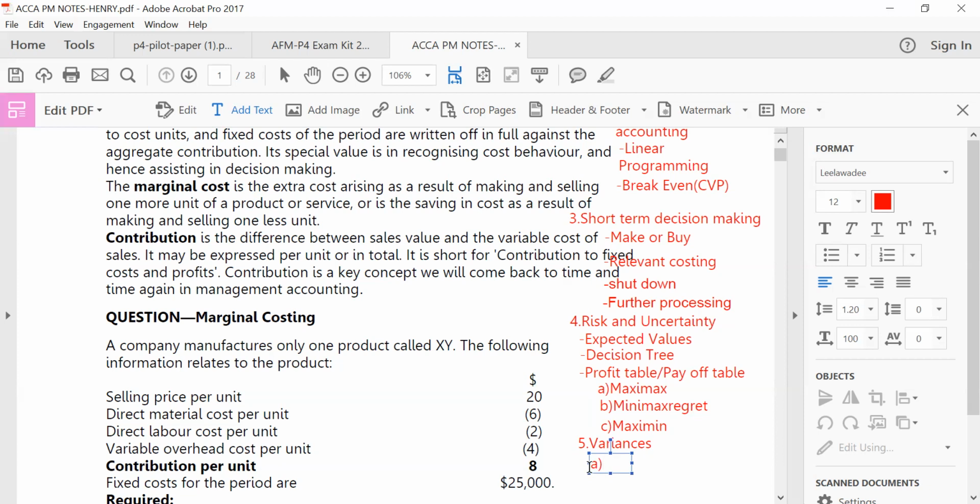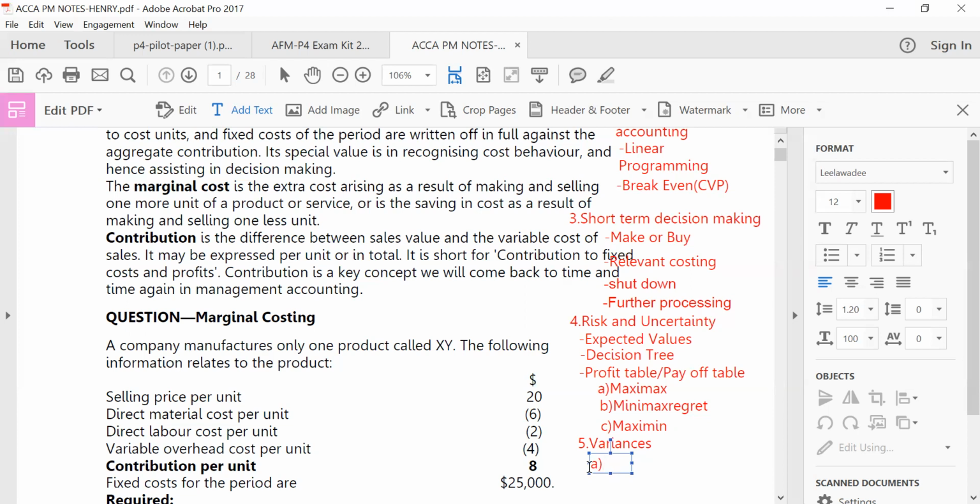But you talk about short-term decision making: make or buy, relevant costing, shut down, further processing. But you have only gone through make or buy. Doesn't mean the other ones we are not doing them. It turns out to be a guide. You can also go and benchmark it with the PM study text. If you do not have one, just let me know. I'll share the study text and the kit on the platform so that you get access. It is for free. It's just a matter of you getting it, then you make a kickstart.